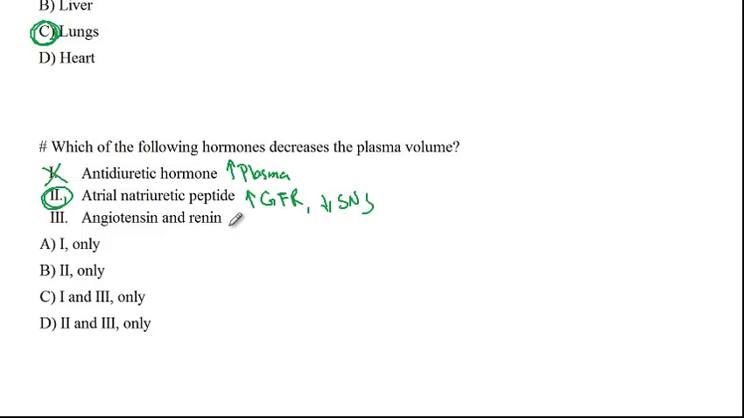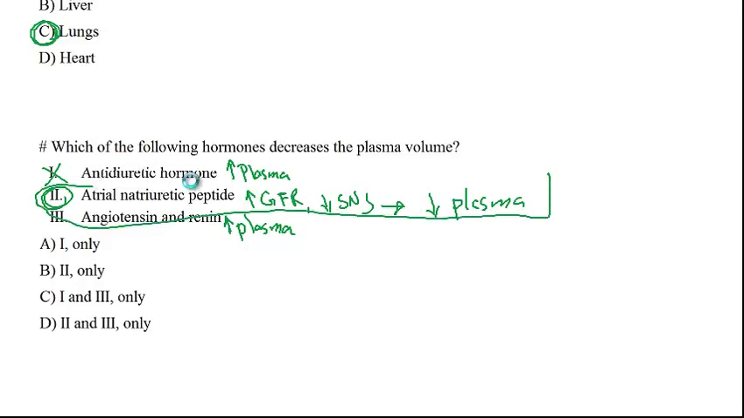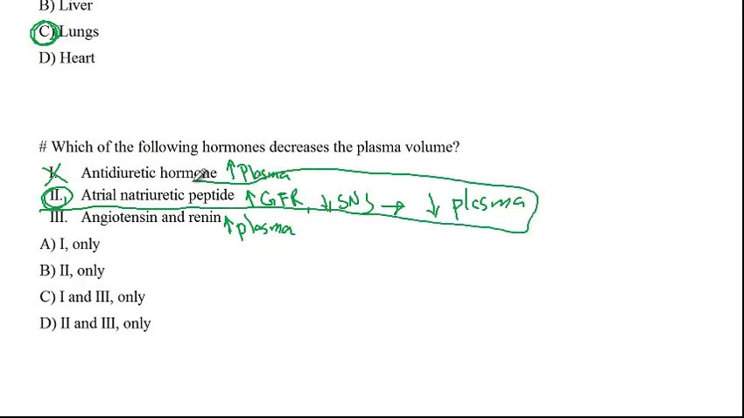And then angiotensin and renin, these will activate the renin-angiotensin-aldosterone system, which increases water reabsorption as well as salt reabsorption. So plasma volume will also decrease. So therefore, number 2 is the only correct one here. So 2 only.